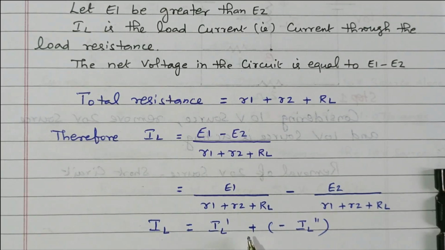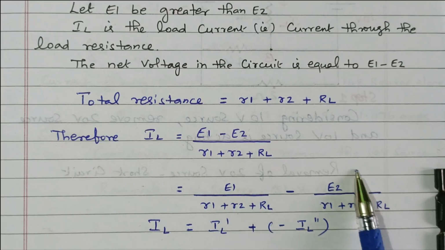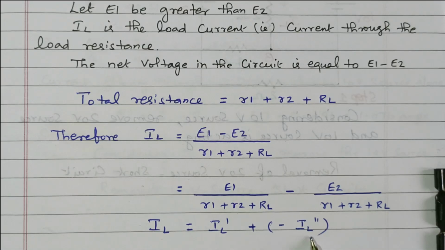So in the problem, first we can consider only E1. We can find IL dash. E2 is removed. Then consider only E2. E1 is removed. Find the term, that is IL double dash. So the sum of these two is the total current. Right? So this is the description given. Based on that, the description is verified with the equation. I will go for the further details.